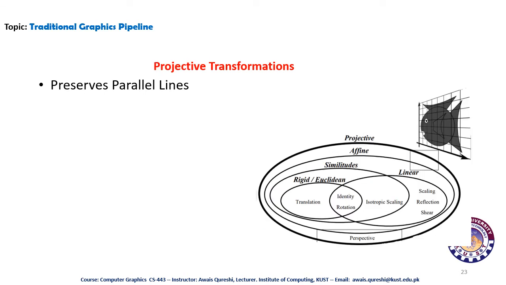And there is also another type of transformation which is called projective transformations. It also preserves parallel lines. So there are three types of transformations: parallel, affine, and projective transformations, in which we preserve lines. Here you see that we have projected an image.